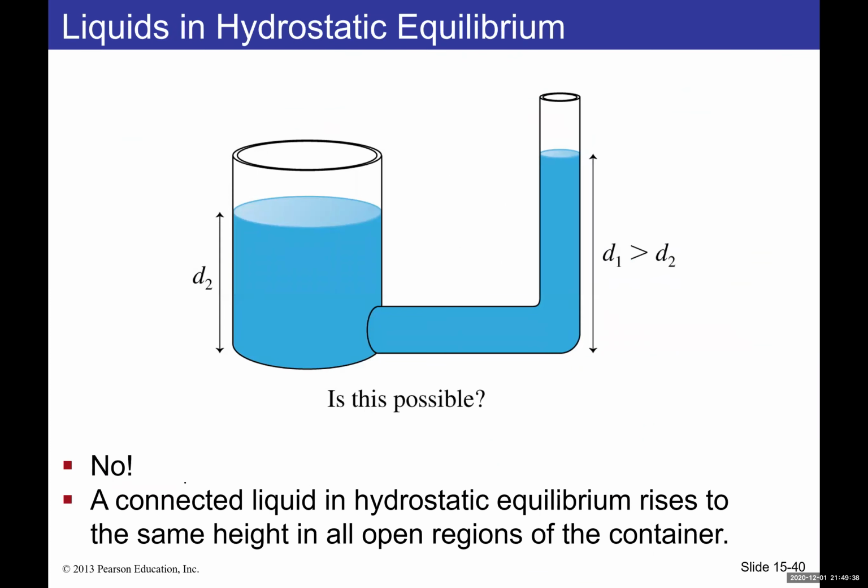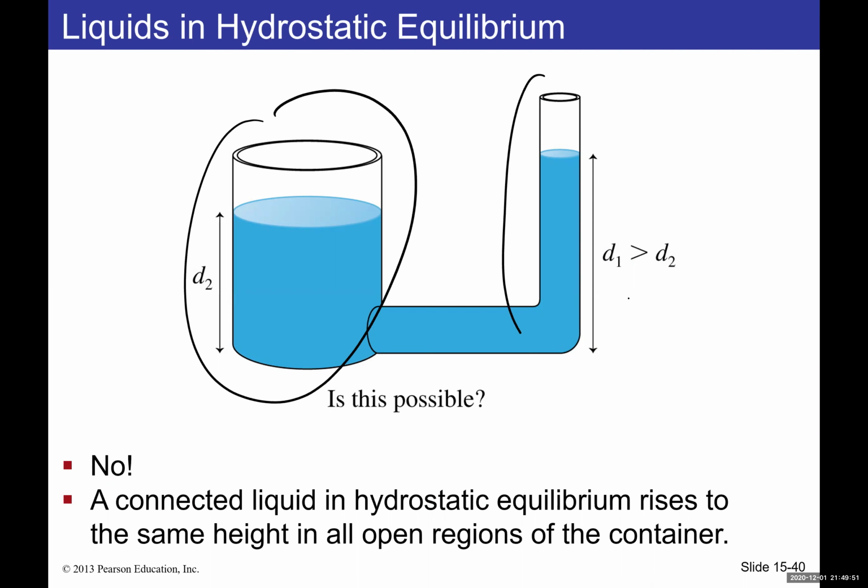All right. So then what we're going to do here is look at several configurations. For example, you have a container like this that has two things connected to one another. And here's a connection between those two containers. And the question is, can you have different depths D2 or D1? Will this be possible? And the answer is no, because a connected liquid in hydrostatic equilibrium rises to the same height in all open regions of the container.